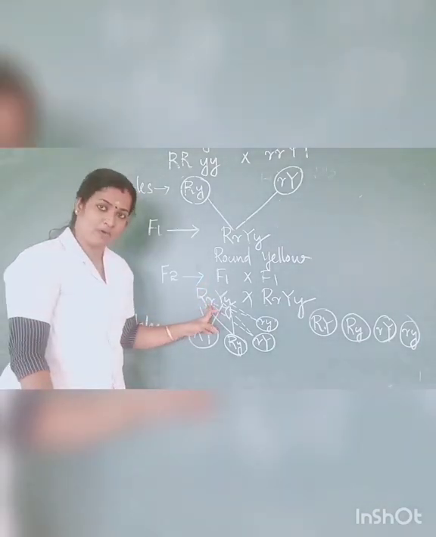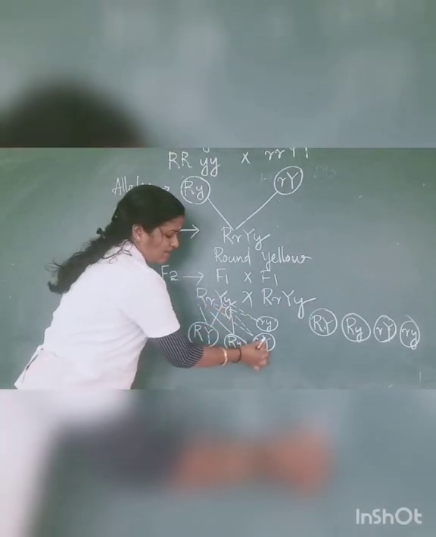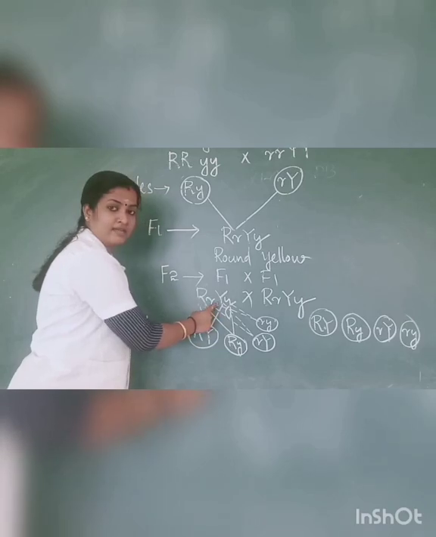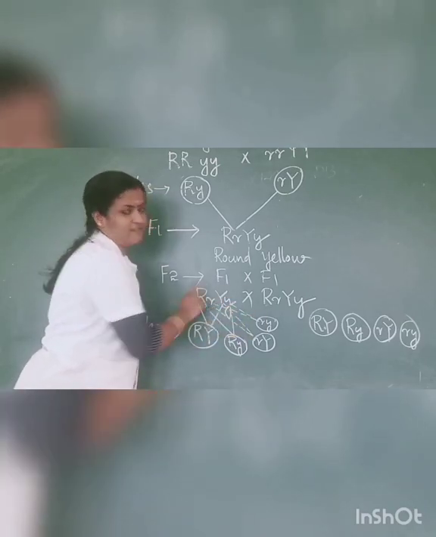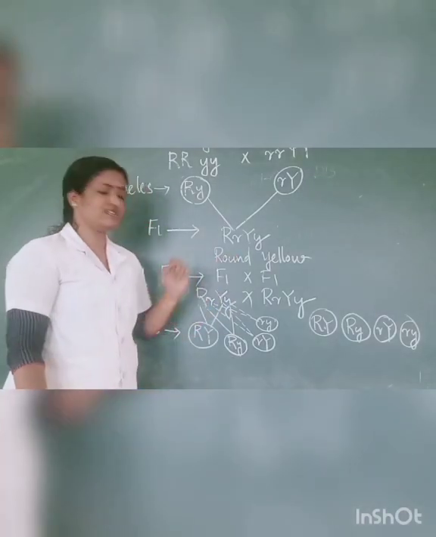Then the next one is small r. So small r with capital Y gives small r, capital Y. Then small r, small y. These are the four alleles produced from the F1 generation.